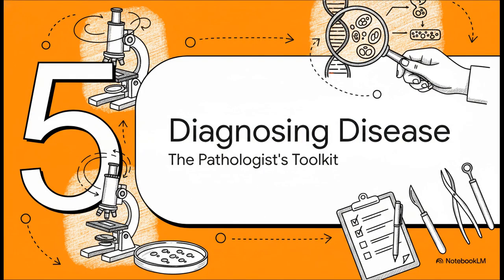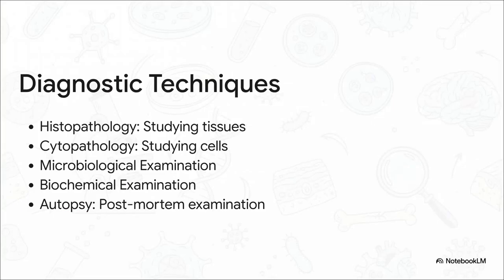So that brings us to the really practical side of things. How do pathologists put this whole framework into action? Well, they have a whole toolkit of techniques they use to investigate and pin down exactly what disease they're dealing with. And here are just a few of the key tools in that kit. They might use histopathology, which is studying whole tissues. Or they can zoom in even further with cytopathology to look at individual cells. They run microbiological and biochemical tests to hunt for germs or chemical imbalances. And, of course, there's the autopsy, which is a really detailed examination after death to find the ultimate cause.